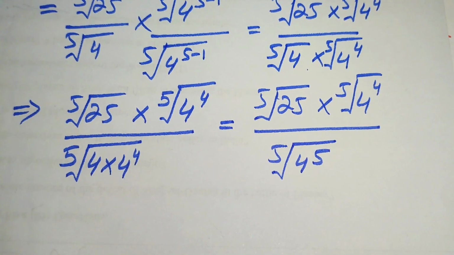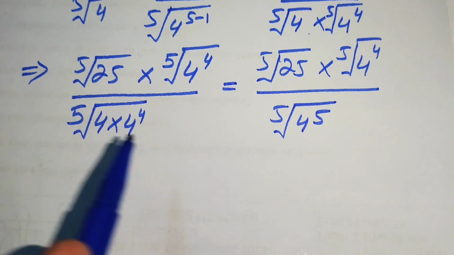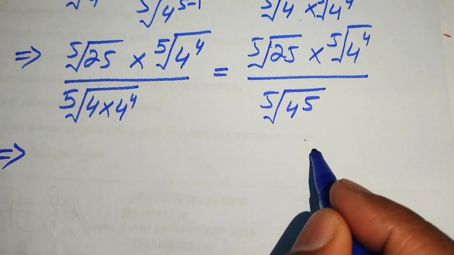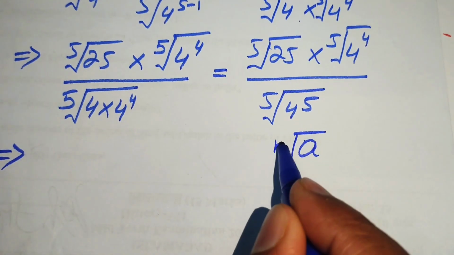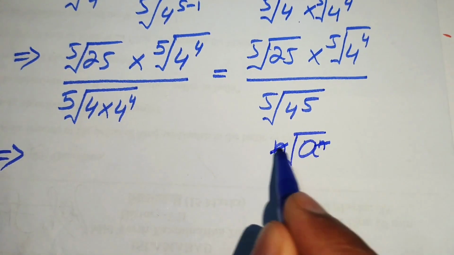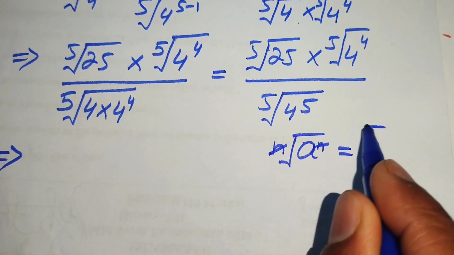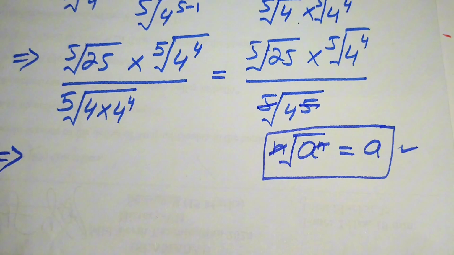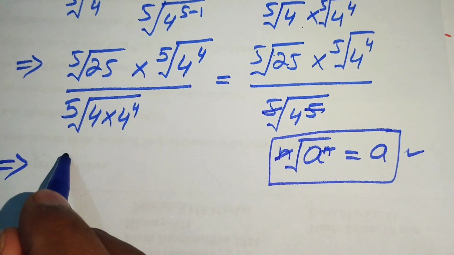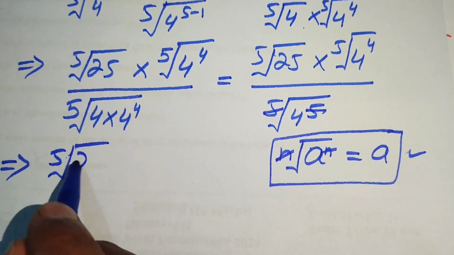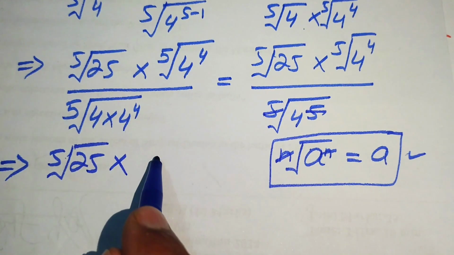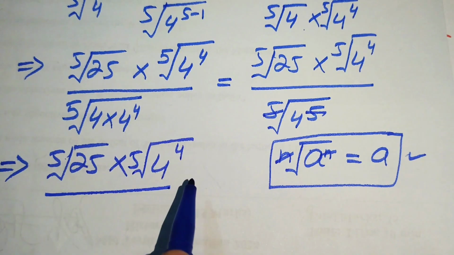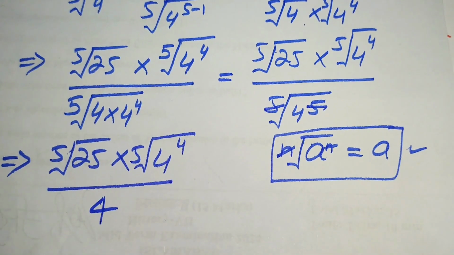Okay. So after this step, here we use another radical law. According to this radical law, if you have the nth root of a to the power of n, the n and the root cancel each other, so you get only a. So this 5 is cancelled out by this 5, and the remaining terms are the fifth root of 25 multiplied by 4 to the power of 4 under the fifth root, and it is divided by 4 only.